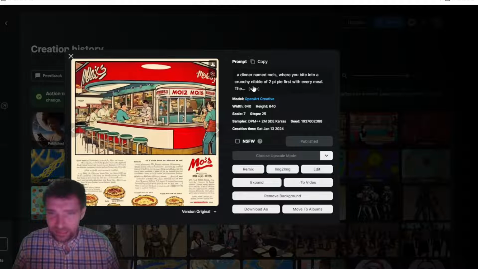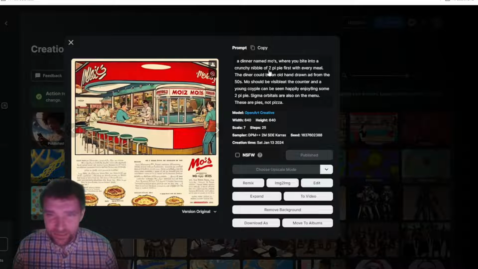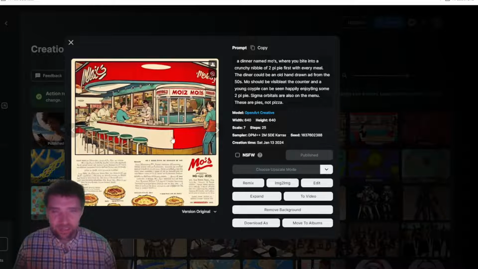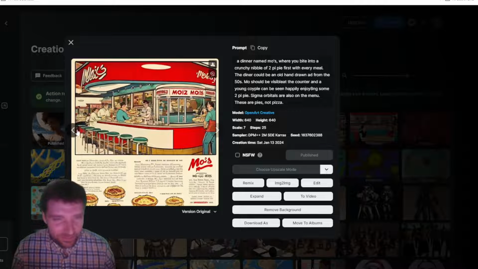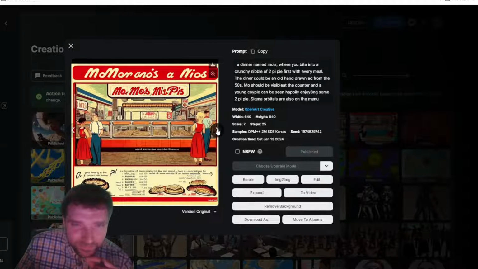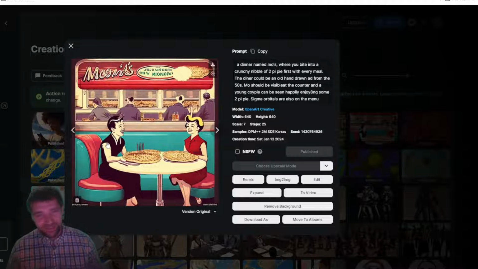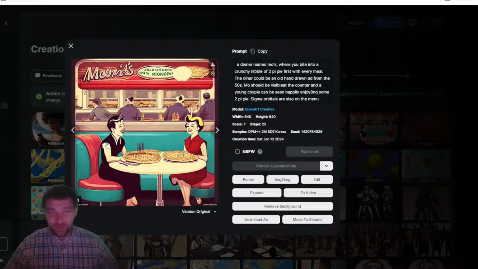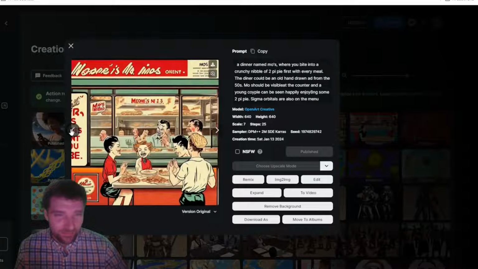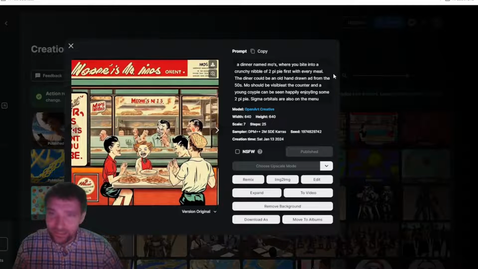And then after I'd played around with what I wanted, I gave the AI this description. I asked it to make some diner named Mo's where there's a crunchy nibble of two pie every meal. And it made this 1950s stereotypical looking diner when I gave it that prompt. It's interesting, kind of creepy, but it gave me some images, and I can think of what Mo's looks like now. This gives me something to work with visually to think about the two pies. And look, that guy's got pie on his head as well.